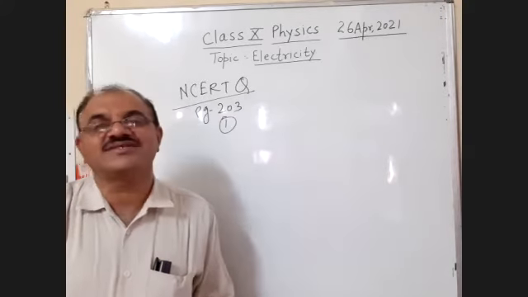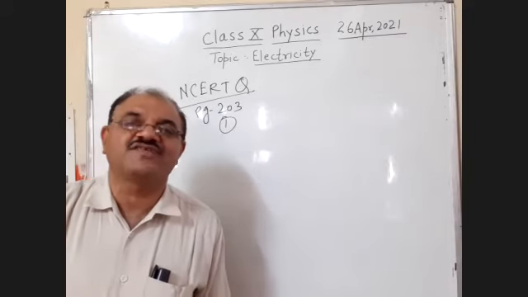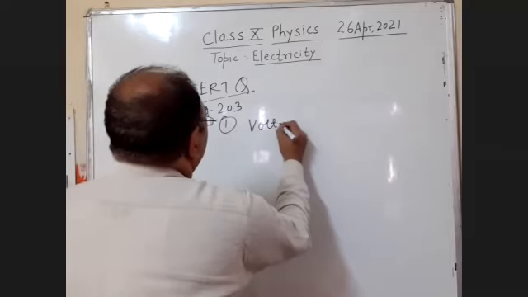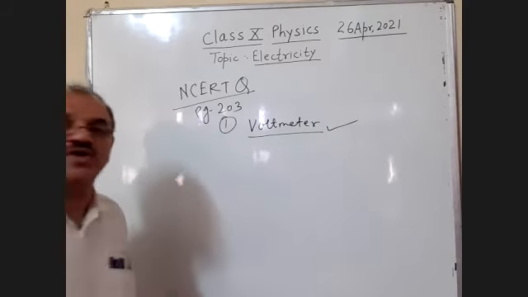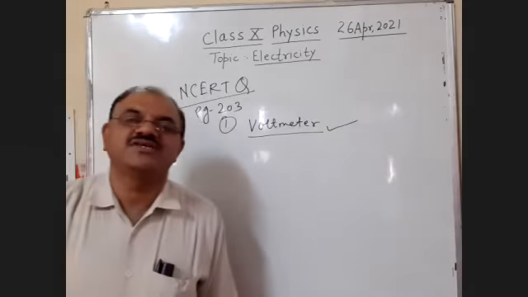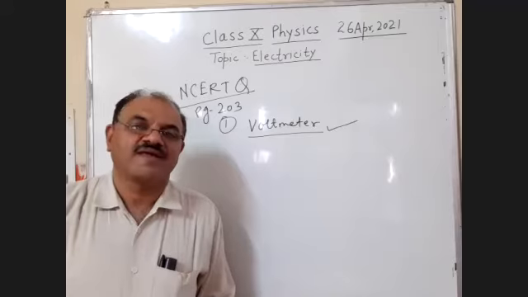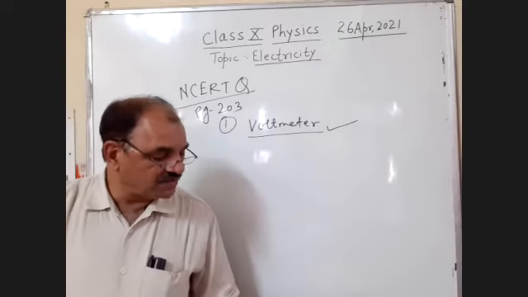Already you know the answer, students. The answer to question number 1 is a voltmeter. Is it clear? A voltmeter is a device which is used to measure the potential difference across the conductors. Now, question number 2.